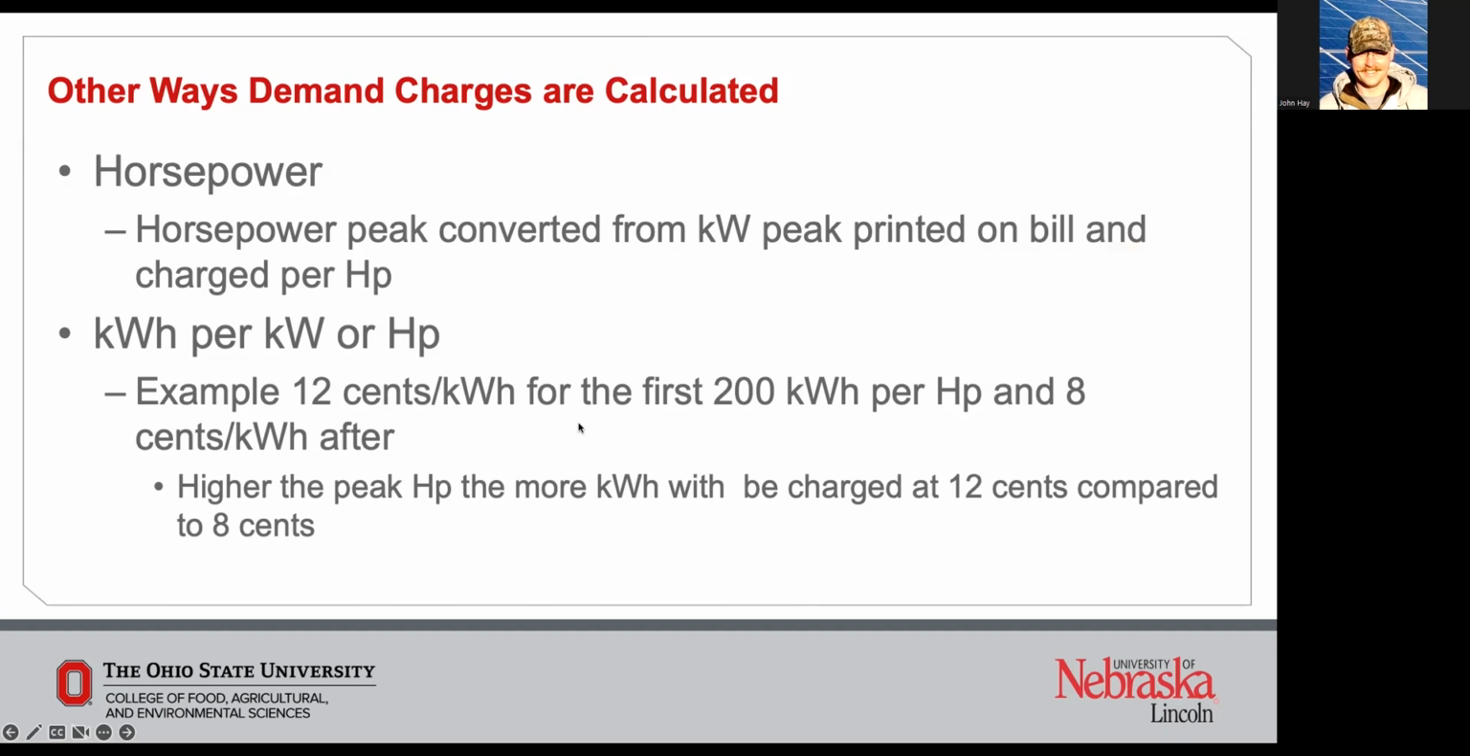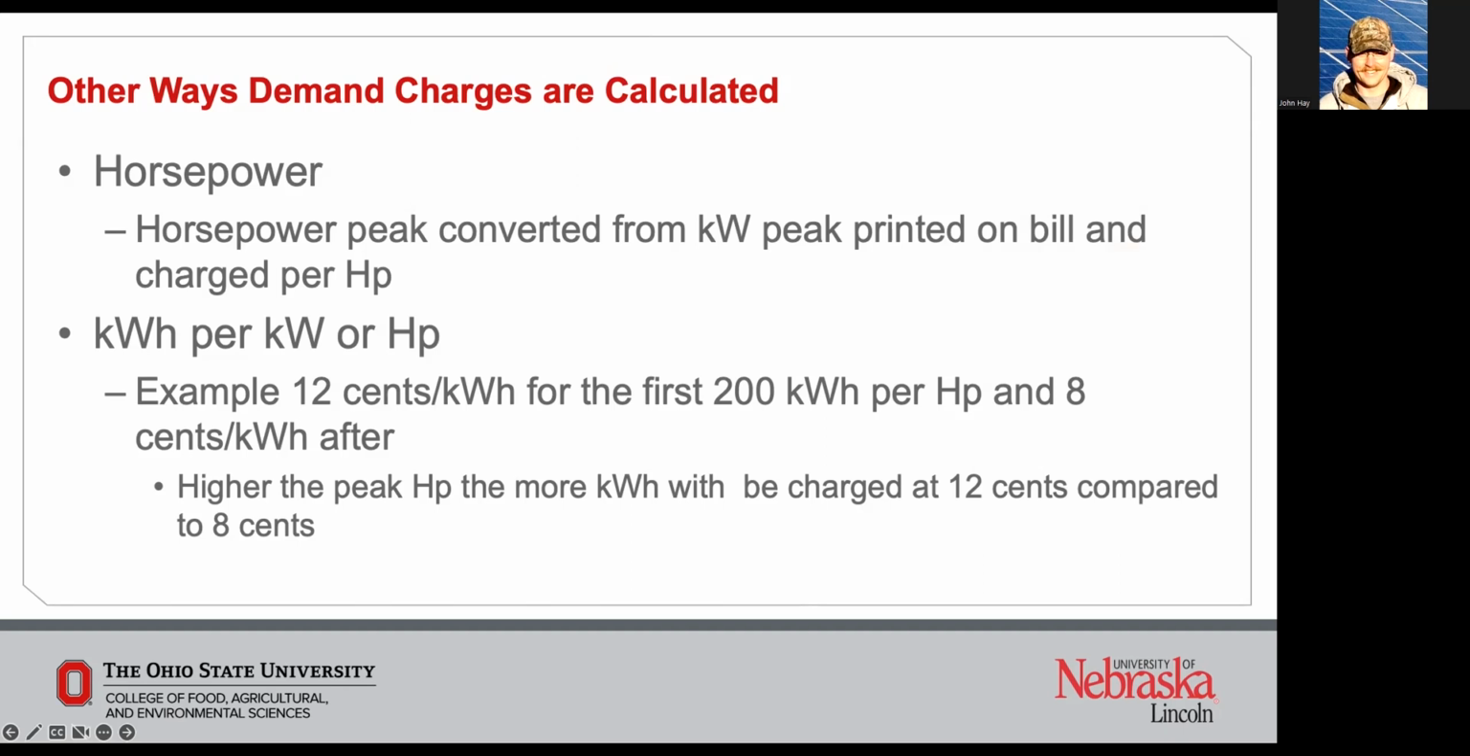What they're trying to say is that they're going to measure this maximum horsepower or kW. So let's just imagine this is a 100 horsepower peak load. They're going to say this 100 horsepower times this 200 kilowatt hours, which is 20,000. So for the first 20,000 kilowatt hours of that billing period, which in the case of a Nebraska billing period is a whole irrigation season, those kilowatt hours are going to cost 12 cents. After 20,000 kilowatt hours, all remaining kilowatt hours used cost 8 cents.